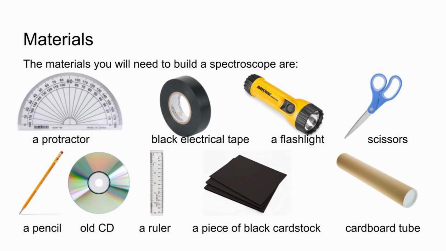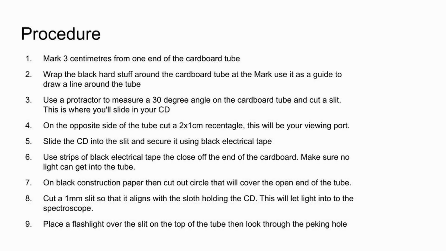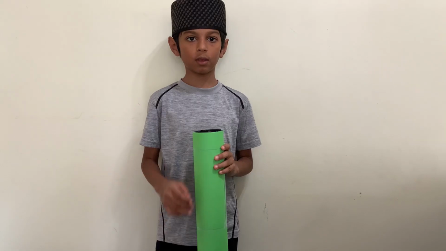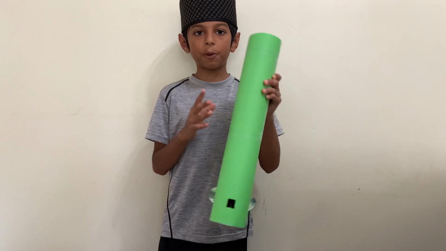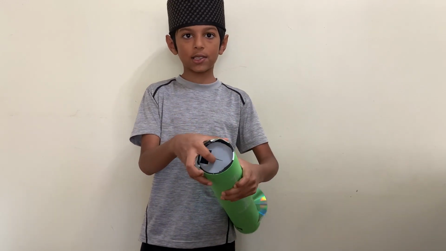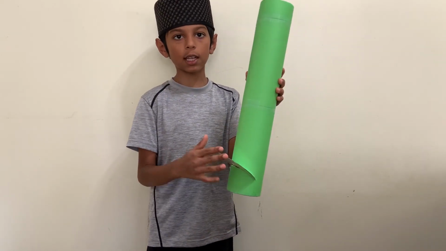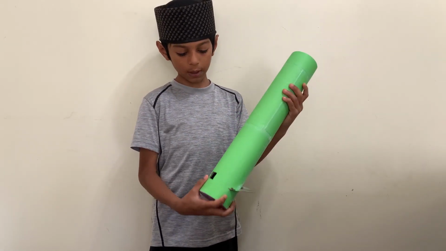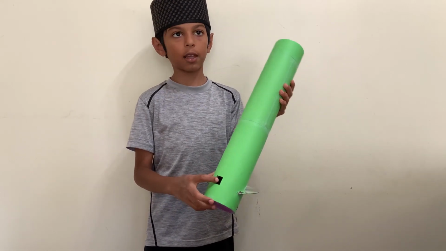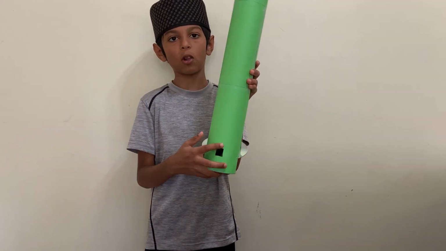The materials I use to make my spectroscope are listed here, and the procedure to make it is shown here. It is important to note that while you are cutting the slit for the CD, it has to be at a precise 30-degree angle. This is my spectroscope. Light enters through this slit, goes down the tube, bounces off this CD at a 30-degree angle, and splits into its various colors and can be seen through this peeking hole.